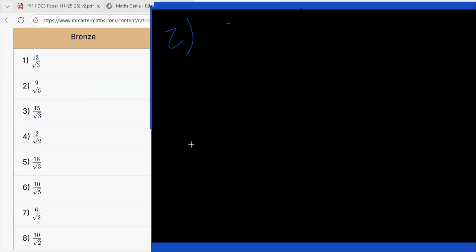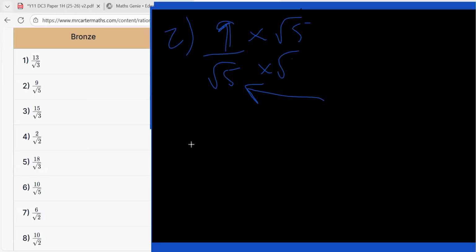Now if we look at question number 2, 9 root 5, because root 5 is at the bottom, I'm going to multiply top and bottom by root 5. And so that simplifies to 9 root 5 all over 5.